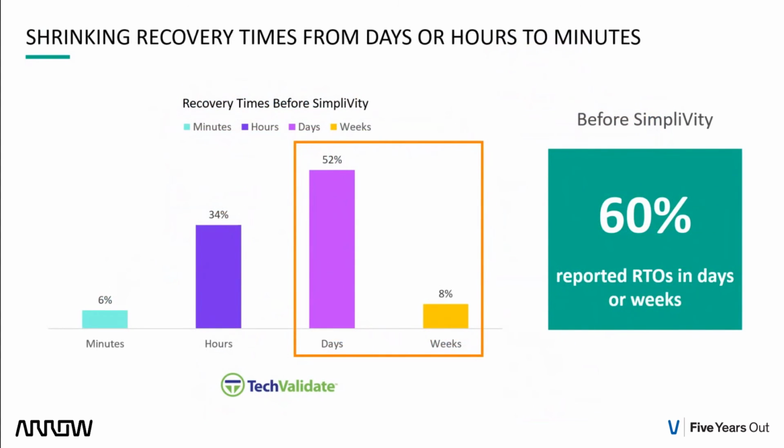This independent survey from a company called Tech Validate shows that before the implementation of Simplivity, 6% of customers were getting restores in minutes, 34% in hours, 52% in days, and 8% in weeks. That's a full 60% of people or companies who couldn't get restores any faster than days or weeks. Now, I don't know about you, but companies that are like that will probably not be in business for very long if they're unable to recover.